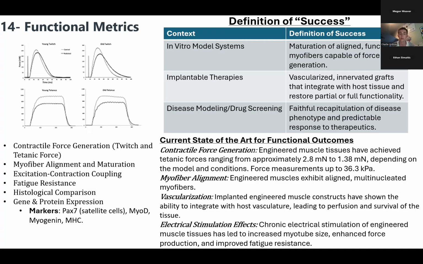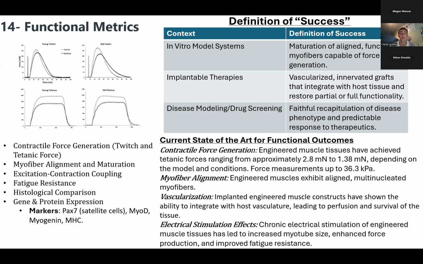Now, what are some of the current state of the art functional outcomes? First, when looking at contractile force generation, these engineered muscle tissues have achieved tetanic forces ranging from 2.8 to 1.38 millinewtons. Definitely depends on different models and conditions. Force measurements have been reached up to 36.3 kPa. These, while definitely improvements from what we've seen maybe 10, 15 years ago, are still not quite to what the standard is for what we see in our human body today.